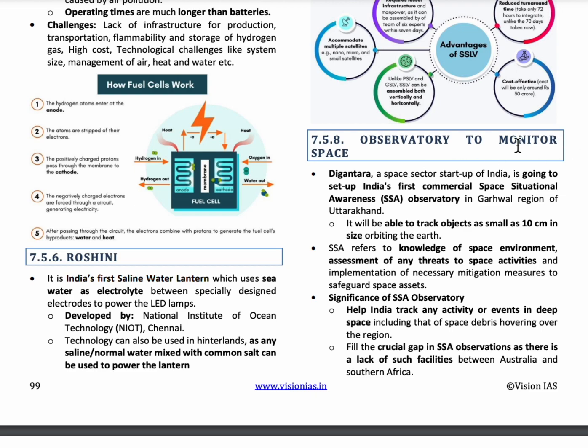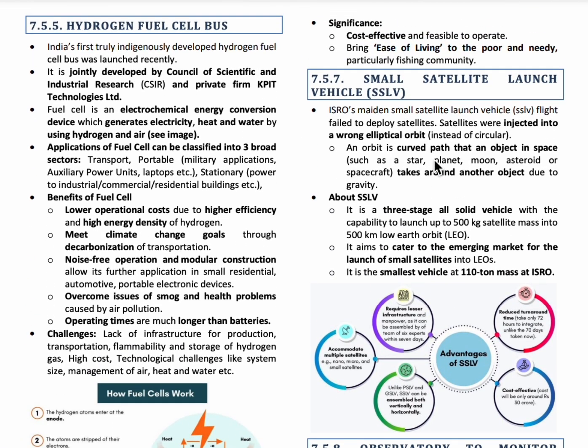The next topic is small satellite launch vehicle. So it is a 3-stage all solid vehicle which can carry up to 500 kg satellite into low earth orbit of 500 kilometers. So recently a satellite sent through SSLV failed as it was injected into wrong elliptical orbit.